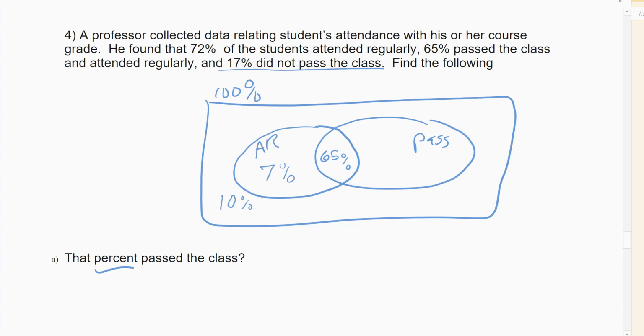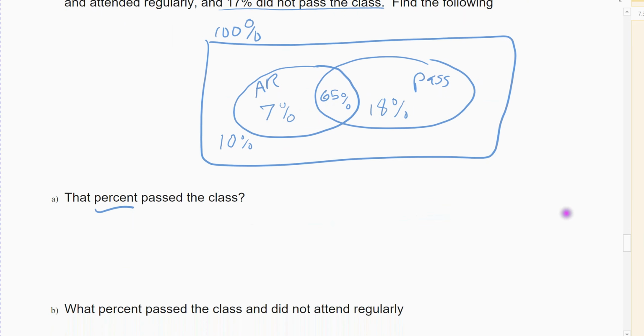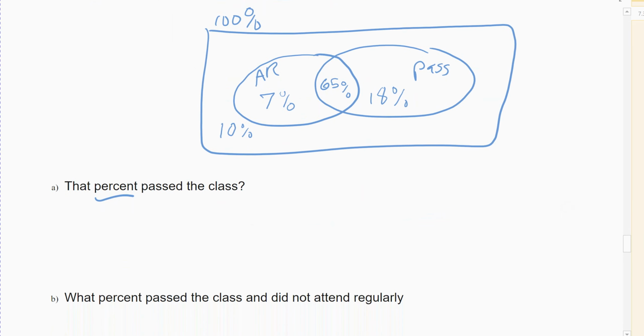All right, so I'm now ready to finish filling out my passing circle. I have to take my 65 and my 17%, subtract them from 100, and that'll leave me with the percent of students who didn't attend regularly but still passed the class. So if I add those up and subtract from 100, that leaves me with 18%. So 18% passed but did not attend regularly. All right, there's my Venn diagram that I'm going to use to answer the following questions, or I could also use formulas, since sometimes it's helpful to use both, so I'll talk you through both ways.